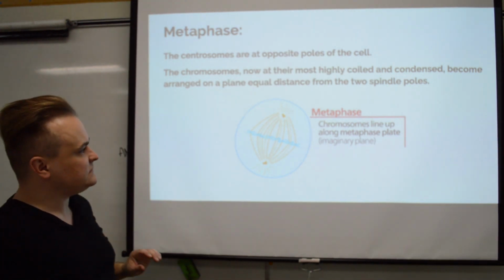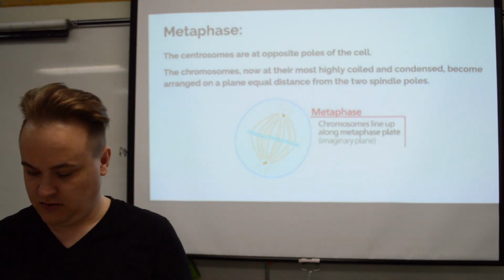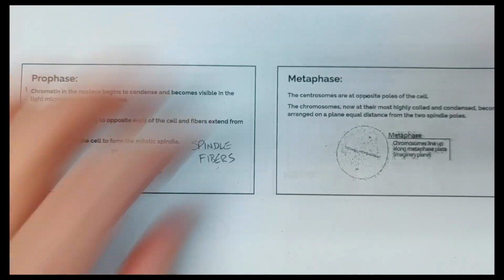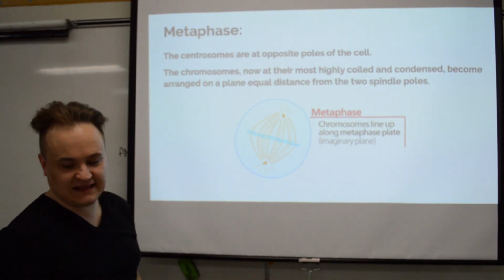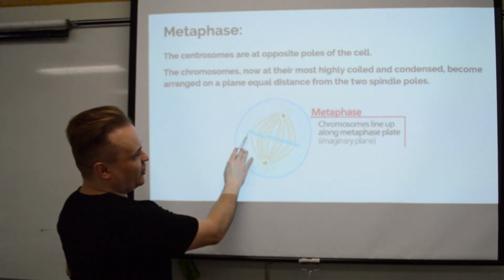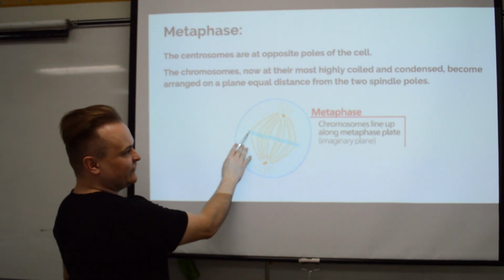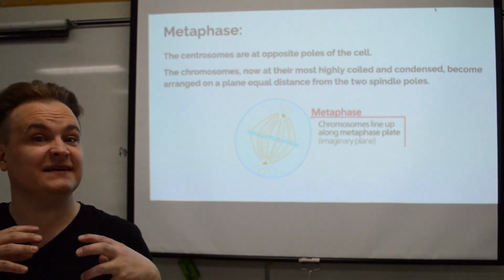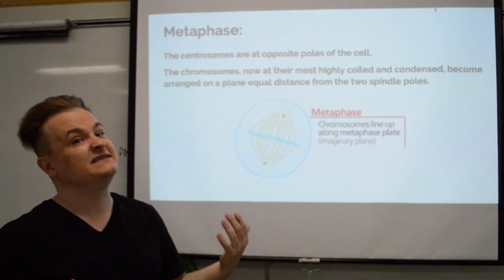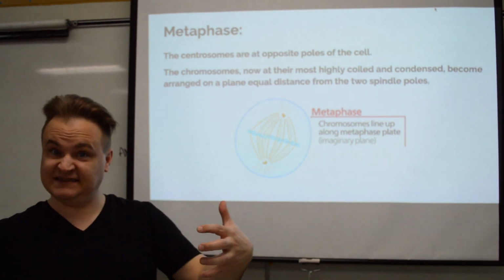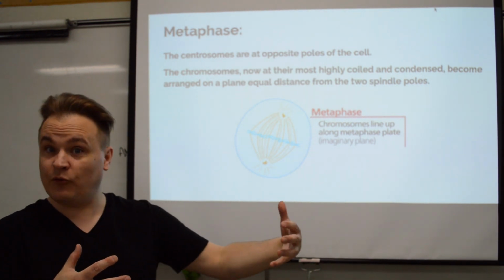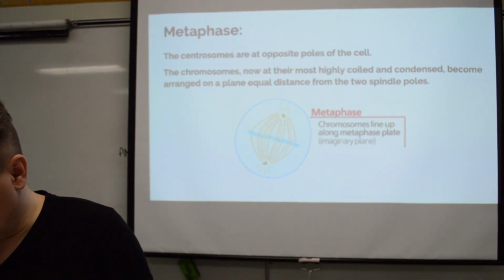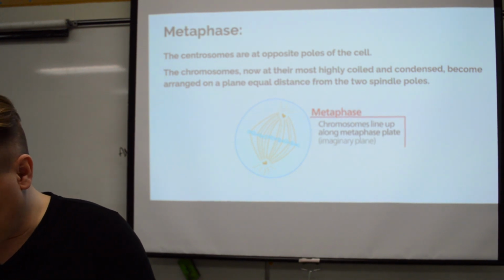Why do we need to line things up in the middle? Why does this happen? Because this is the last chance to make sure that everything's lined up. You've got one set of chromosomes for this cell that's going to become a new cell, and one set for this cell that's going to become another one. When we get in a few weeks to meiosis, which is to make sperm and egg cells, there's some pretty cool stuff that happens in the metaphases. But for this one, it's just lining up, making sure this side is going to have a proper set of chromosomes, and this side's going to get a proper set of chromosomes when they rip apart and become new cells. So the centrosomes are at opposite sides of the poles, and the chromosomes are most highly coiled and condensed.